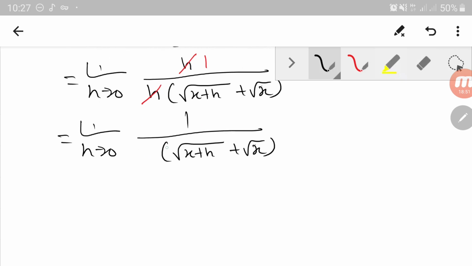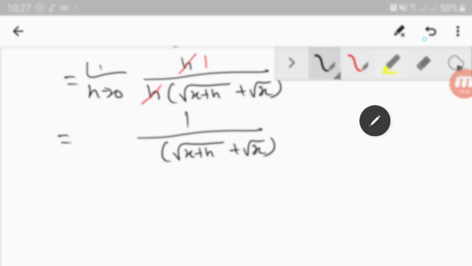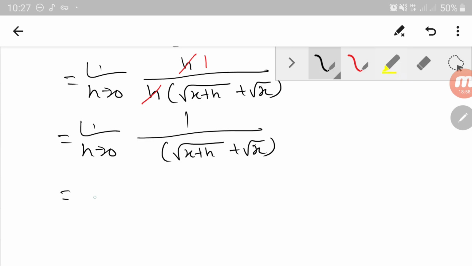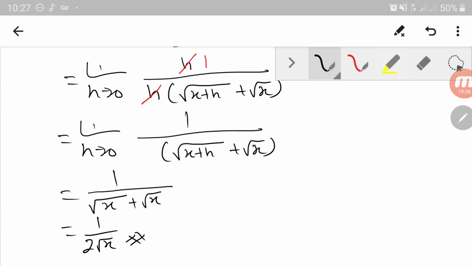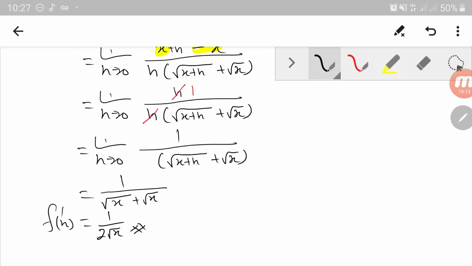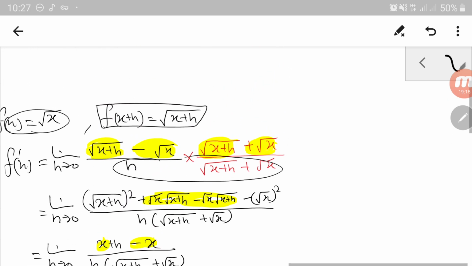So what to do? We substitute. This one lose also. No more. So 1 over square root of x plus square root of x. So we have 1 over 2 square root of x. So this is the first derivative for square root of x. I think that's all.